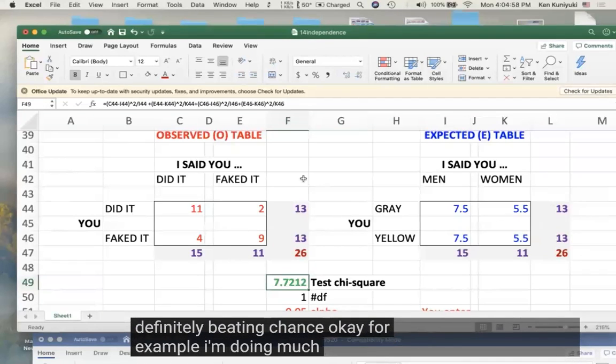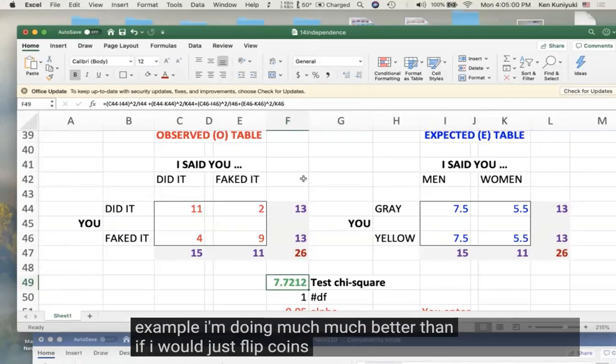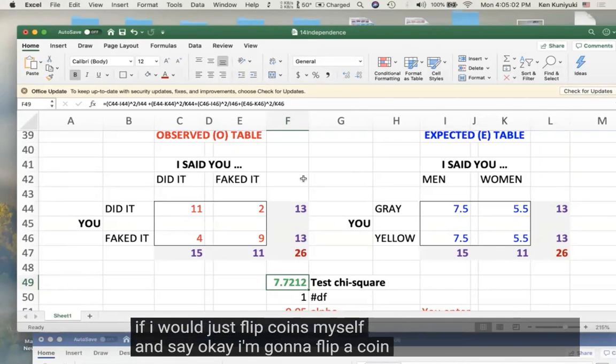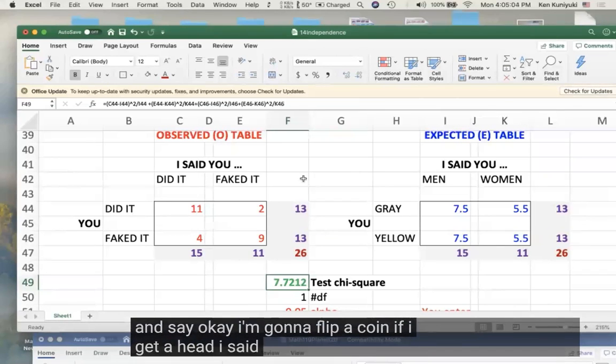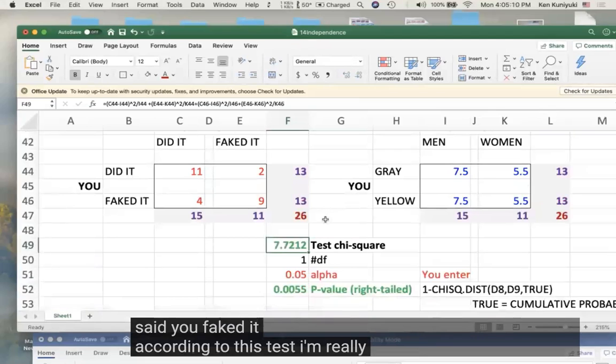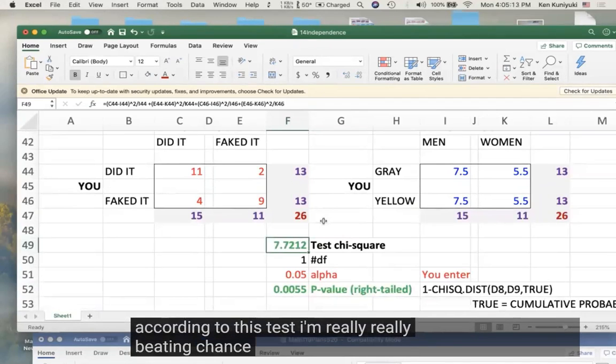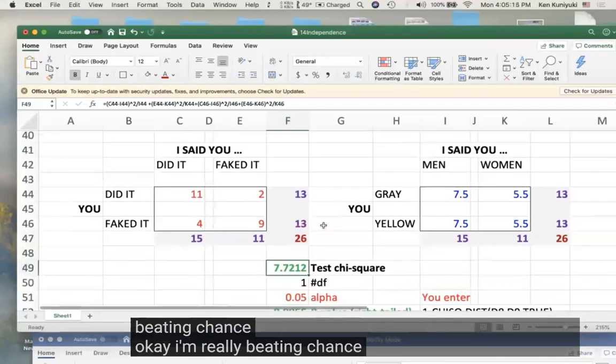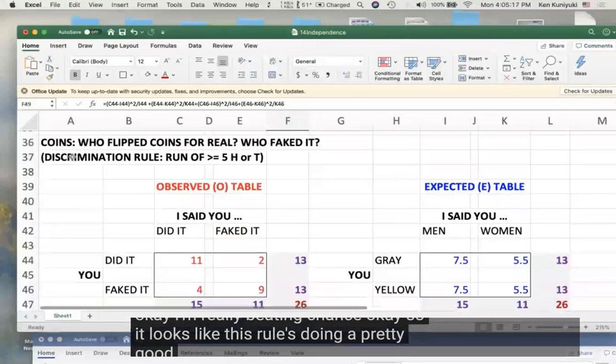For example, I'm doing much, much better than if I were to just flip coins myself and say, okay, I'm going to flip a coin. If I get a head, I say you did it for real. If I get a tail, I say you faked it. According to this test, I'm really, really beating chance. So it looks like this rule is doing a pretty good job.